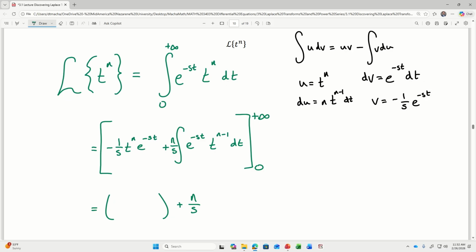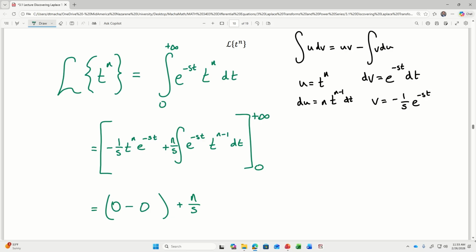Okay, in the first term, where I've got negative 1 over s, t to the n, e to the negative st, what happens if I let t approach infinity? Yes. Assuming that s is greater than 0, then as t approaches infinity, the exponential term races to 0 faster than the polynomial term can grow. And so everything goes to 0 in the upper bound limit. And then we subtract negative 1 over s times 0 to the power n, right? So that goes to 0.